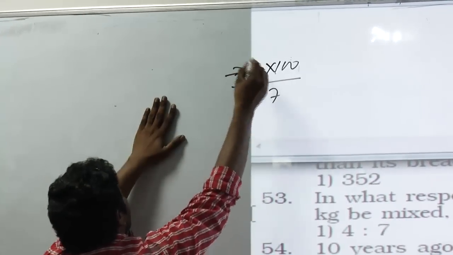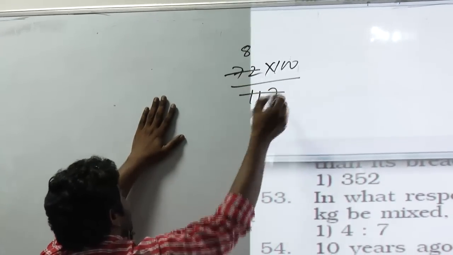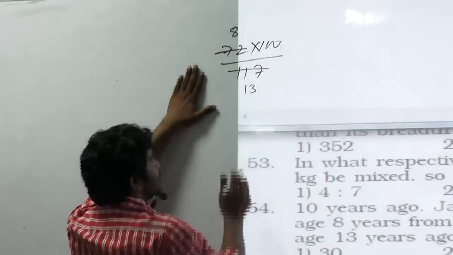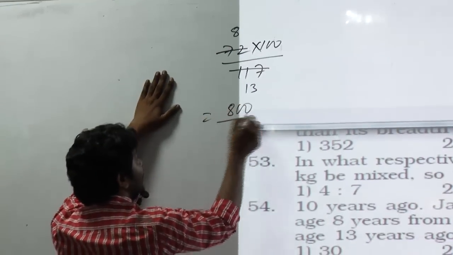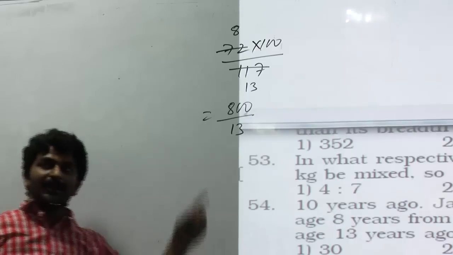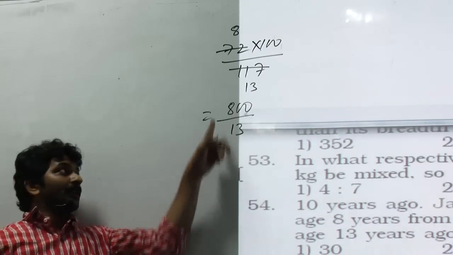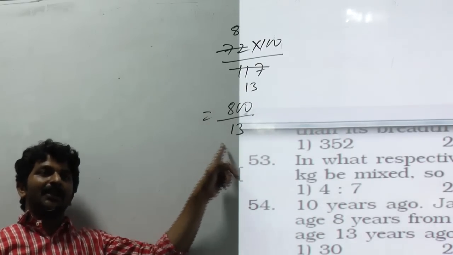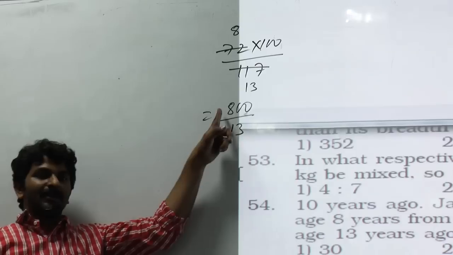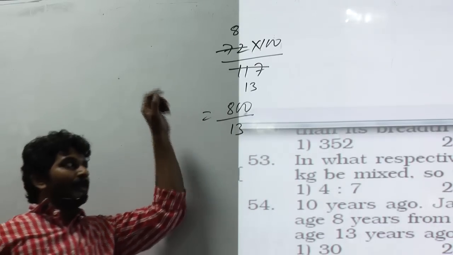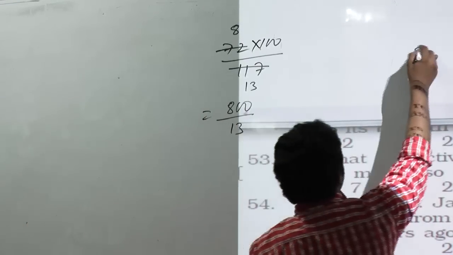Now let's cancel. 9 eight times, 13 times. How much is the cost price of the mixture? 800 by 13. 13 is a prime number. It should be a direct multiple of 13, otherwise you cannot cancel 13 here. This is not a 13 multiple. So your mixture is 800 by 13.